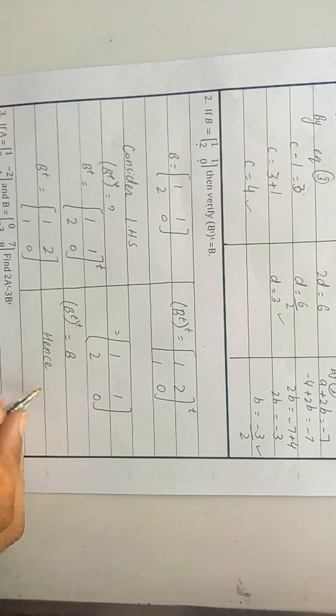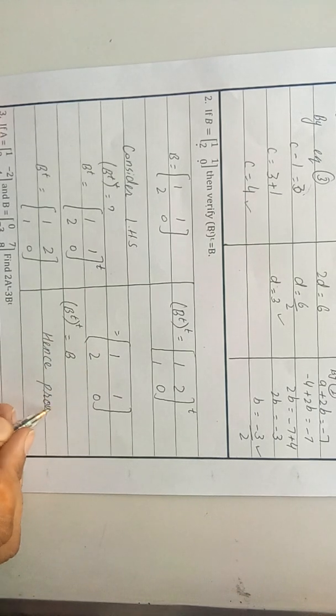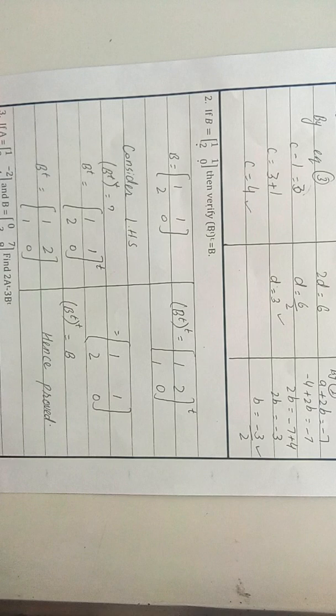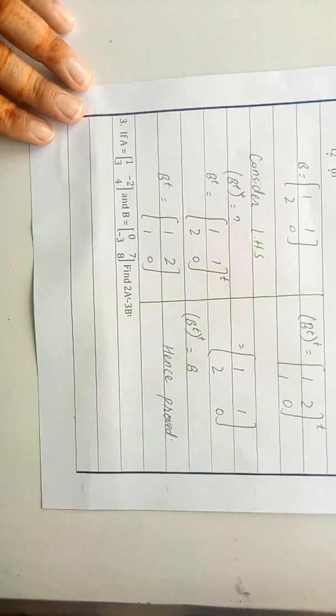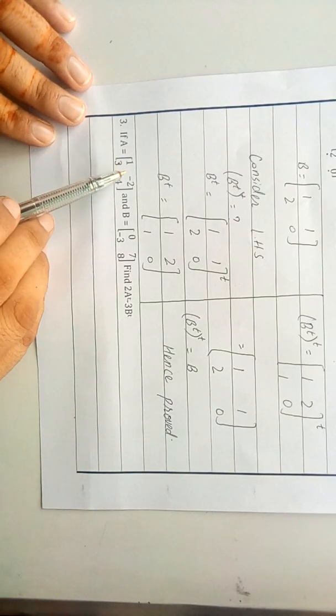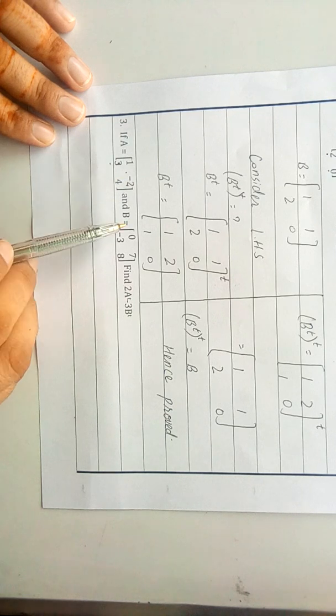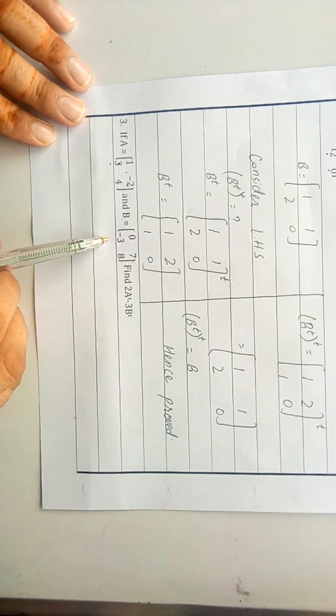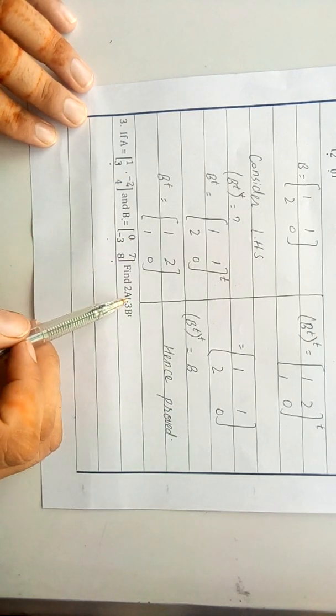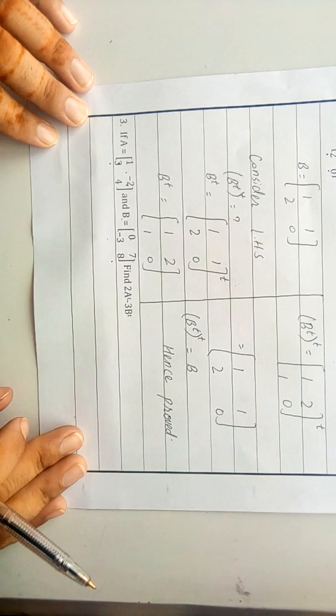If we take the second transpose of the same matrix, then the original matrix is formed. Question number 3 is: if a is equal to [1, -2; 3, 4] and b is equal to [0, 7; -3, 8], find 2a transpose minus 3b transpose.